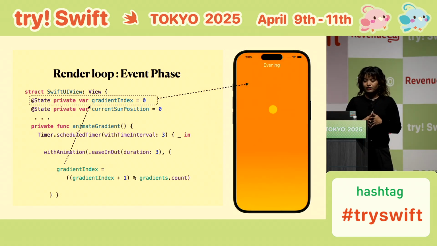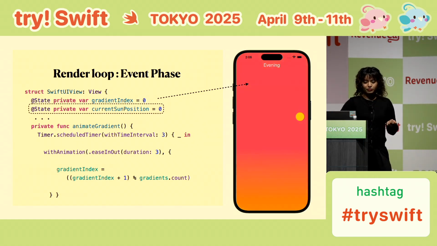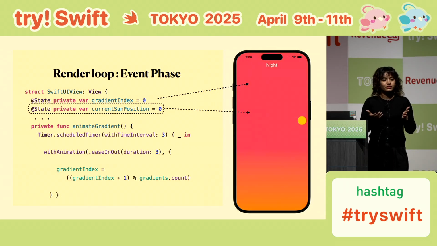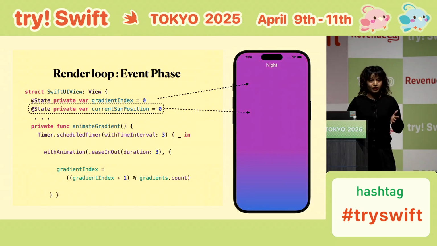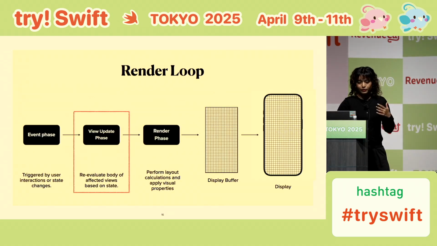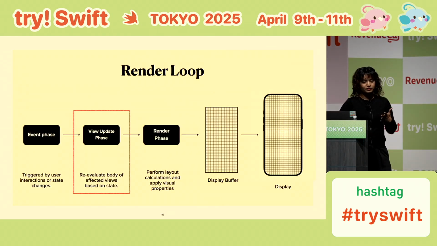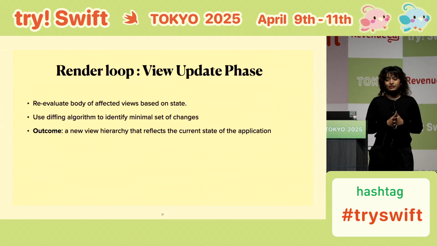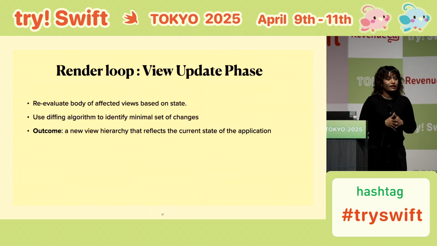And another change that is simultaneously happening, as you can see, is the change in the position of the yellow circle, which is also represented by another state variable. So in this phase, we have identified two state changes, and that is the outcome of the event phase. With that in mind, the second phase is the view update phase. The main purpose of this phase is to build a new view hierarchy from those changes, if anything has changed, in fact.